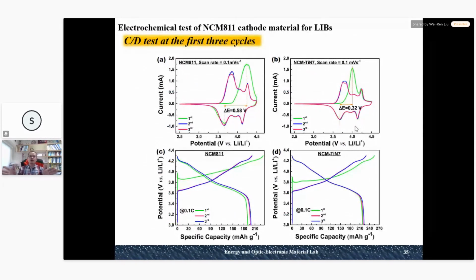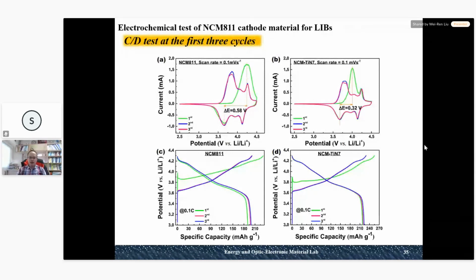So we compare the cyclic voltammogram at the first cycle for the pristine NCA811 and the TiN7. You can see from the reduction peak and the oxidation peak, the difference is the polarization. The delta E is 0.58 volt. After the titanium nitride coating for 7 minutes, it reduces to 0.32 volt. It means the titanium nitride coating can reduce the polarization.